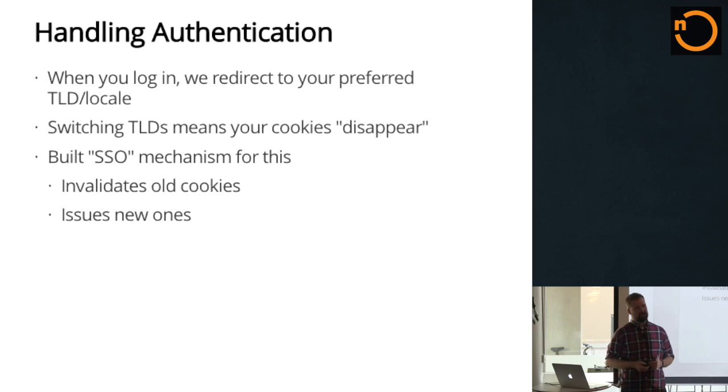Authentication, as I mentioned earlier, is an interesting problem with this sort of approach. If you can imagine, we were issuing cookies for eventbrite.com when we started this project. Those cookies obviously aren't going to get served up to users going to eventbrite.co.uk or eventbrite.fr. It's important that when you log into the site, you get redirected to your preferred top-level domain so that you get all the features you've come to expect that are localized there.